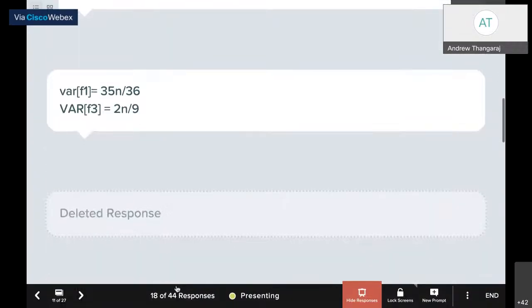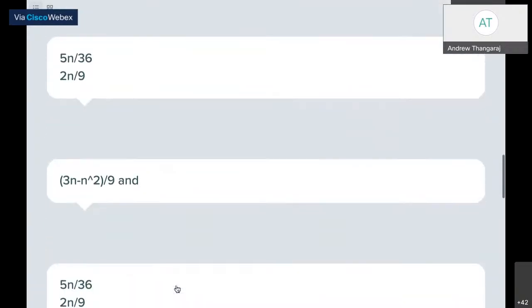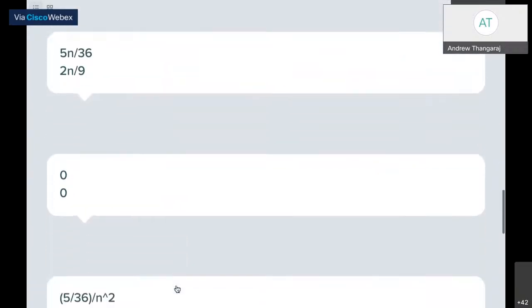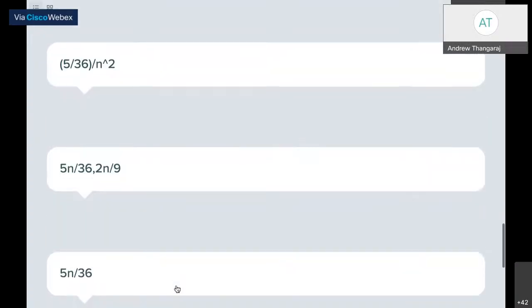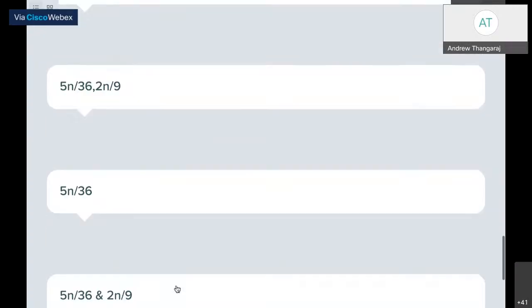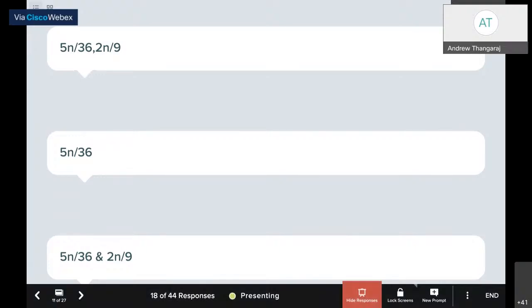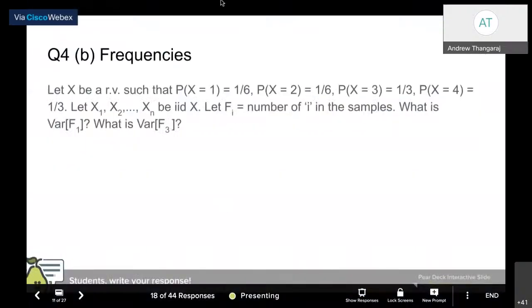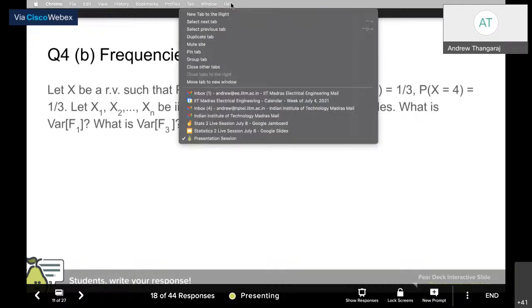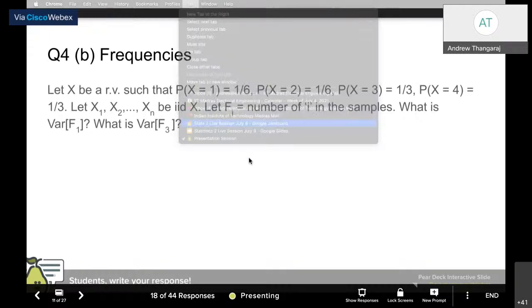5n/36, 2n/9. Remember, this is just the variance of the sum. I'm not dividing by n. Why will it fall down to 0? It won't fall down to 0. It's 5n/36, 2n/9. That's the correct answer. Okay, so let me just close this and then show you my solution.